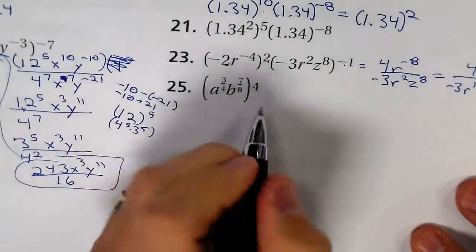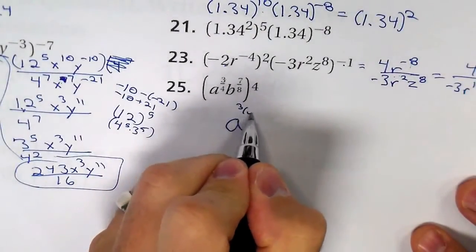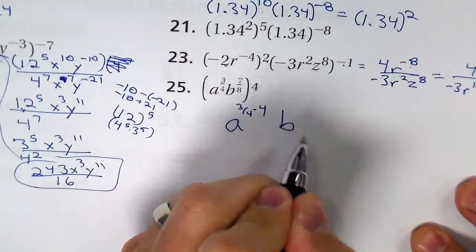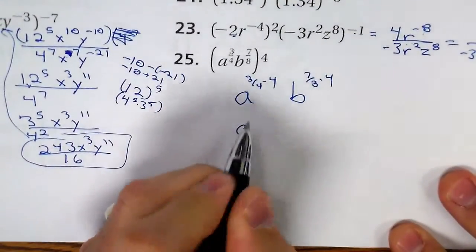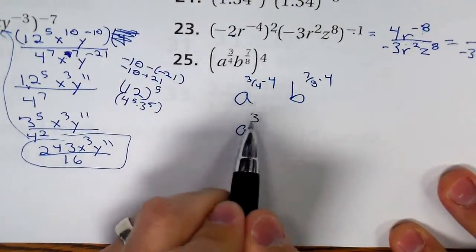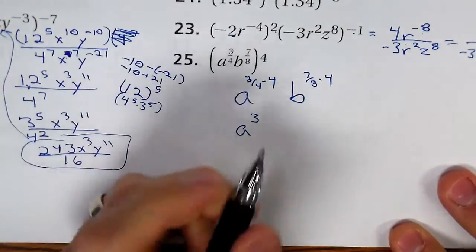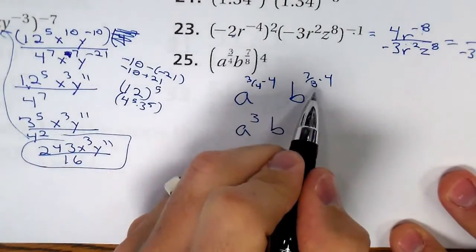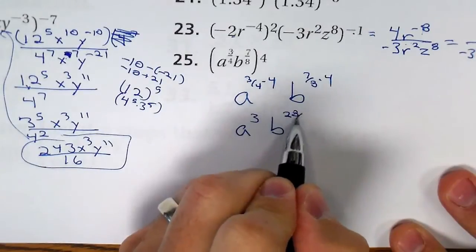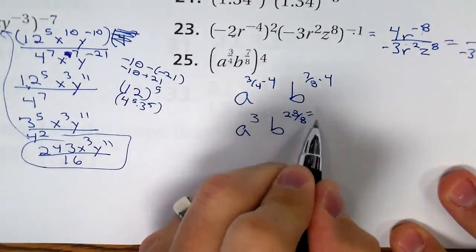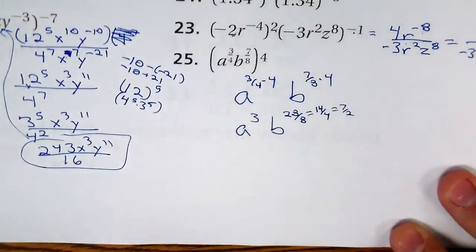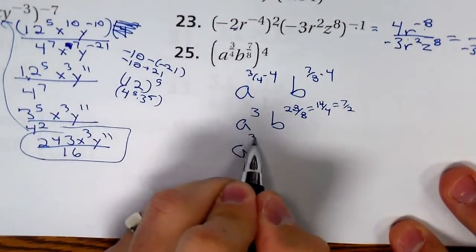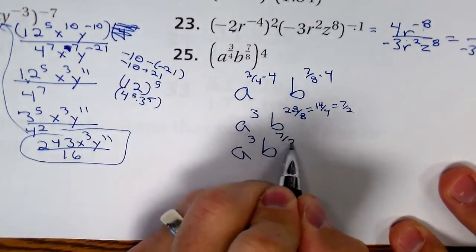For 25, I'm going to distribute the exponent. I get 3/4 times 4 for A and 7/8 times 4 for B. So for A, I'm going to be left with 3, because 3/4 times 4 is 3. B, if you don't see it, you can make it 28 over 8, which is eventually going to be 14 over 4 or 7 over 2. So you could write A to the third, B to the 7 over 2.